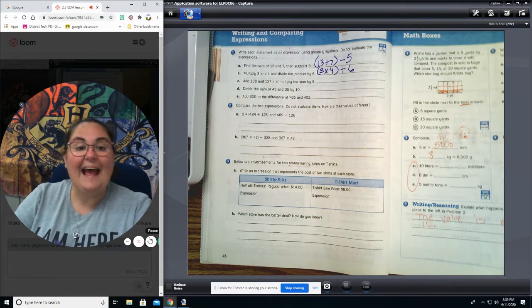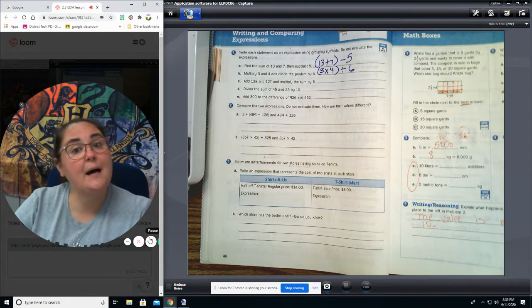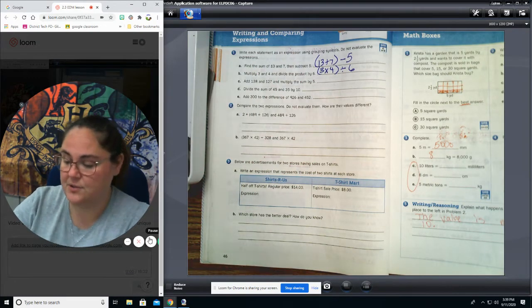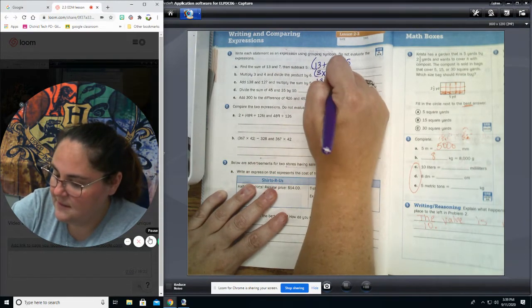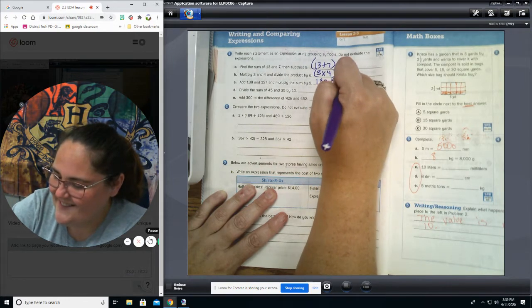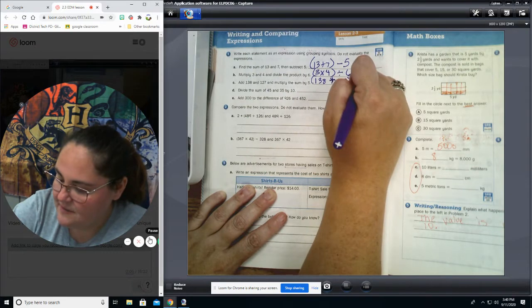All right. Add 138 and 127 and multiply the sum by 5. So multiplying the sum means I'm going to add first. Great. 138 plus, that should be a plus sign, 127 times 5.